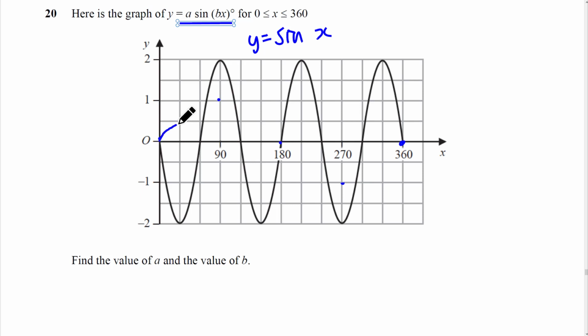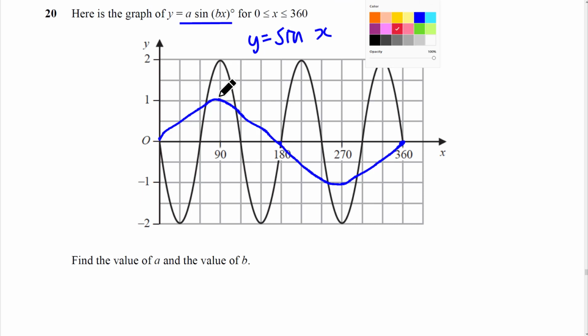Right, so this is a normal sine graph. It's a bit more stretched out than normal. So we're going to think, I'm going to change colour pens. Right, how is this point being transformed up here?